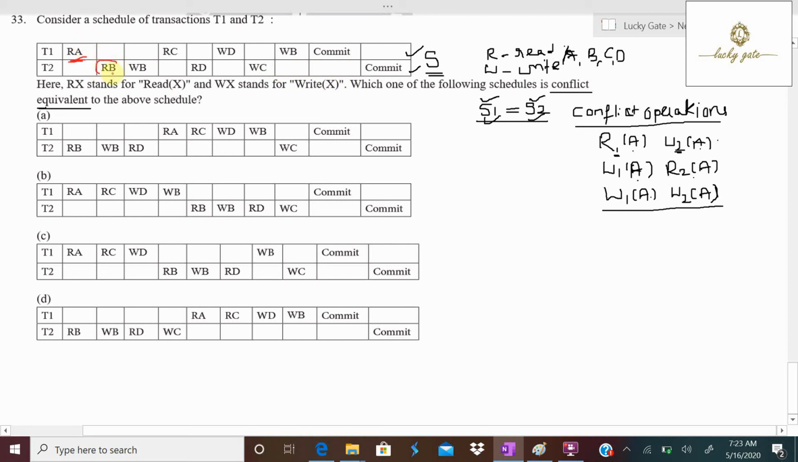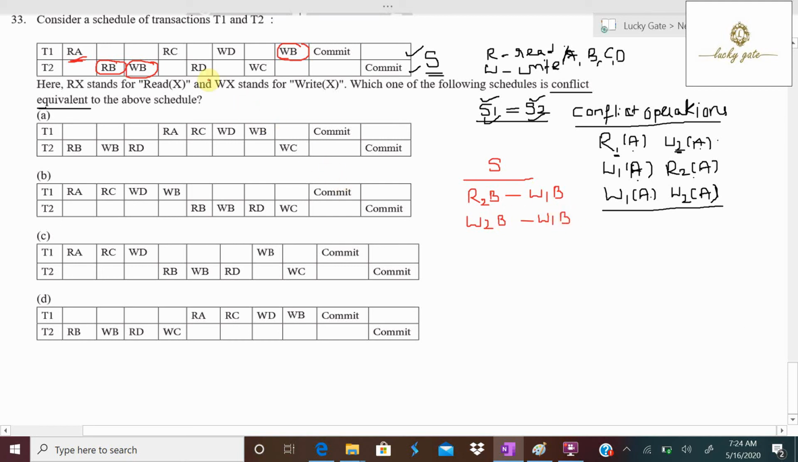Now the second operation, read B of T2, is going to conflict with write B of T1. Here you can see write B. It means the first conflict of the given schedule is read 2B conflicting with write 1B. This is the first conflict. Next, this write B is going to conflict with read B or write B of other transactions, so we have one more conflict. This write B is also going to conflict with this write B. So we have one more conflict: write 2B is conflicting with write 1B.